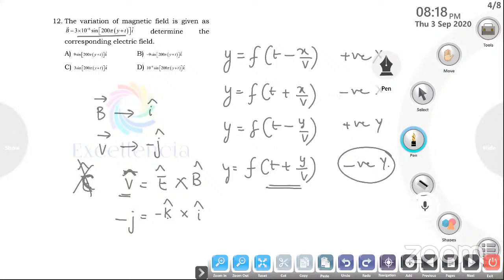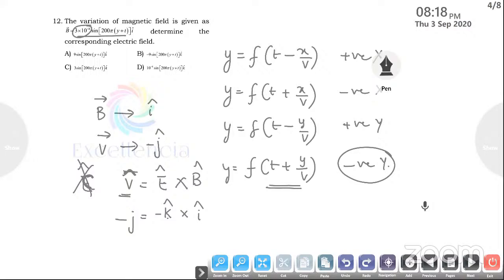The amplitude of magnetic field is given as 3 into 10 power minus 8. I will write here B naught, which is the amplitude of magnetic field, given as 3 into 10 power minus 8 Tesla. So I want to get the amplitude of electric field wave. So E naught is equal to C into B naught, is the expression that we have. So what is C? It is the velocity of electromagnetic wave, which is 3 into 10 power 8. B naught is 3 into 10 power minus 8.